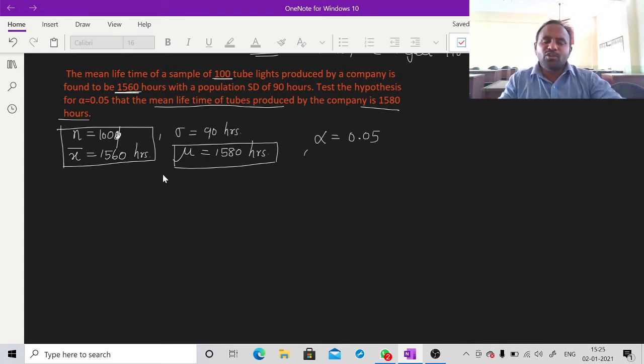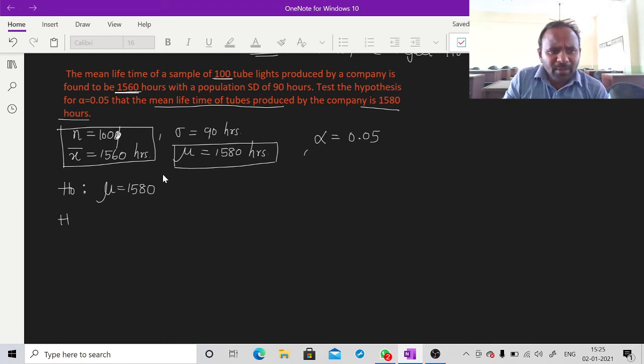I mean, your test process may be wrong with this 5% probability. There are 5% chances that your test process may be wrong. For that, I need to write all the steps in this test process. The first step is the null hypothesis, the statement about the parameter you are interested in, that is mu equals 1580. You are checking whether this is to be accepted or rejected.